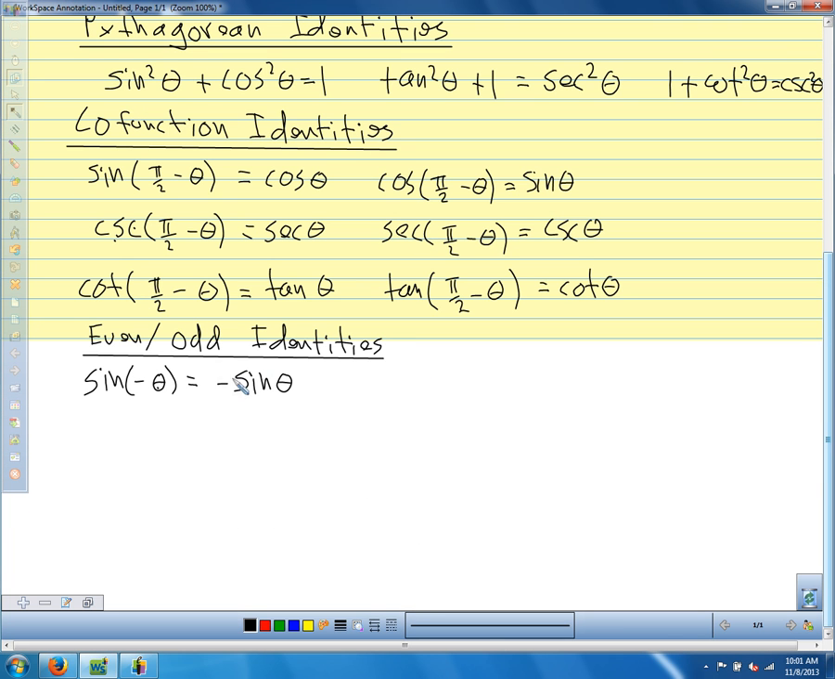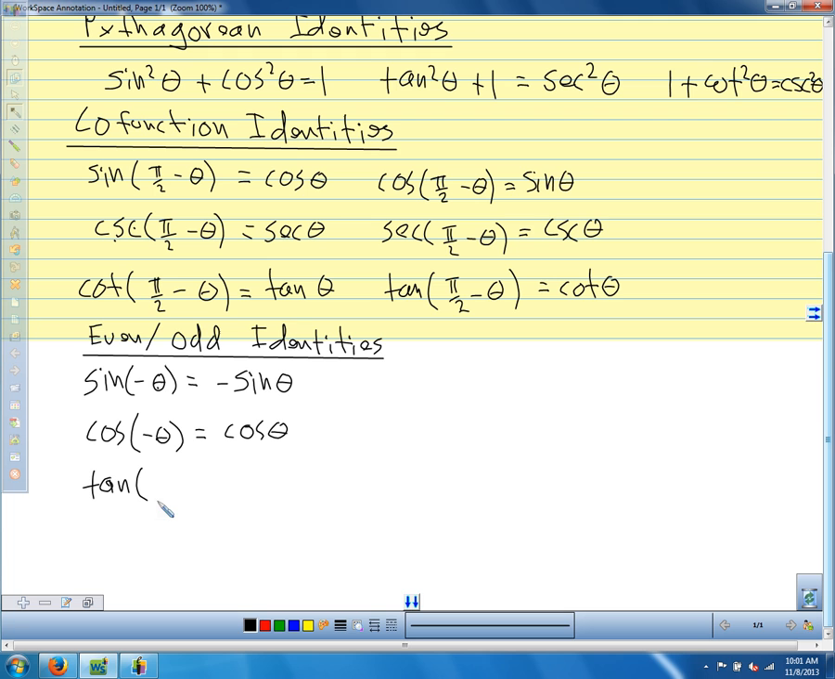And then the cofunctions are the same. So cosecant would be odd as well. How about the cosine? Was cosine even or odd? Cosine is even, symmetric about the y-axis. So that tells us that cosine of minus theta equals the cosine of theta.